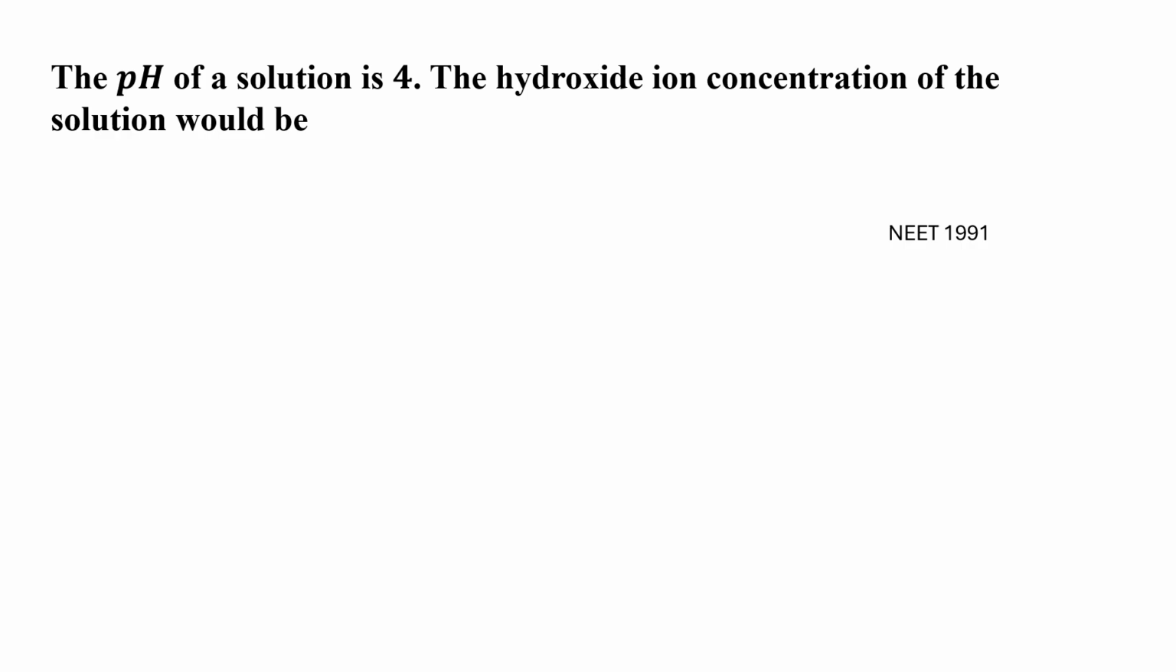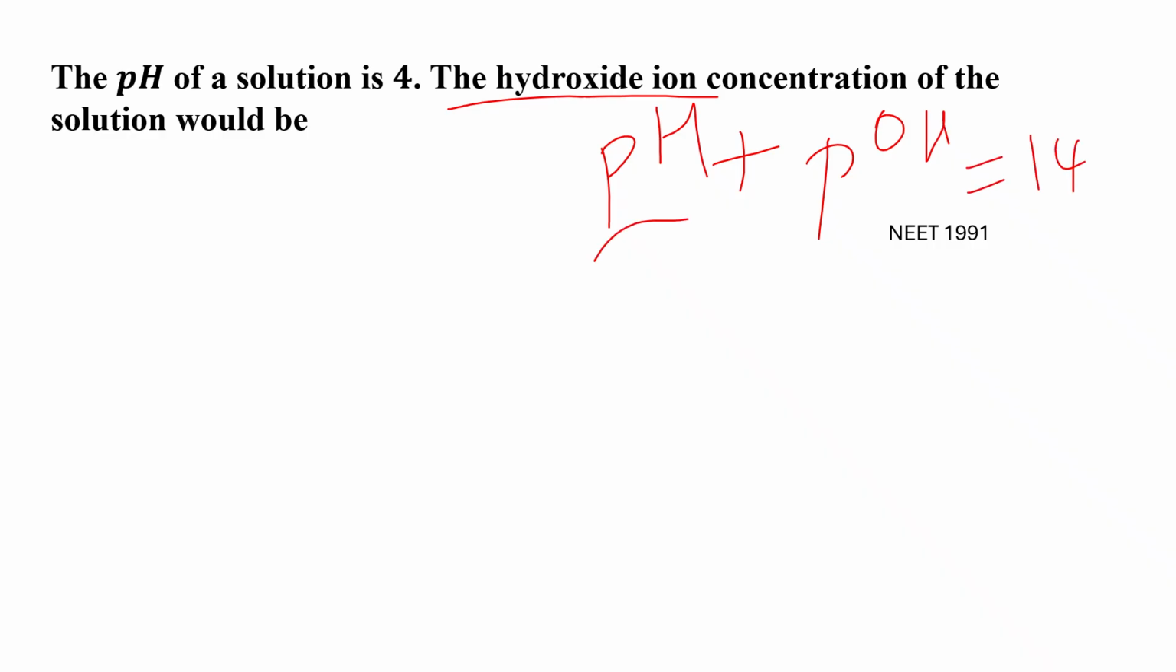The pH of the solution is 4. The hydroxide ion concentration of the solution will be what? In this case pH is given, but they are asking for the hydroxide ion concentration. This is very simple, because if you did study, pH plus pOH is equal to 14. We have pH, then pOH is equal to 14 minus pH.